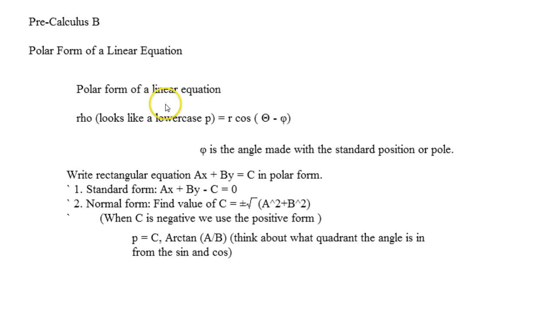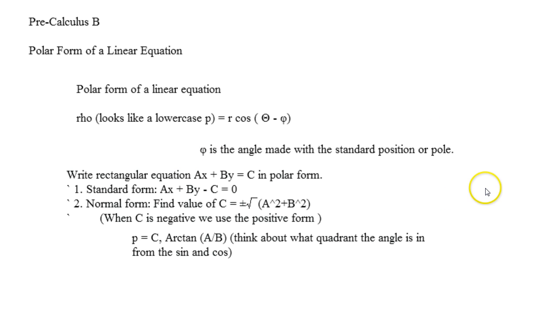So the polar form of a linear equation is going to look like this. It's going to be rho, which looks like a lowercase p. I'm not going to write p because most people go, oh, it's p. It's not, it's rho. Rho is equal to r cosine of theta minus phi. So that's pretty much just the formula set up right there.